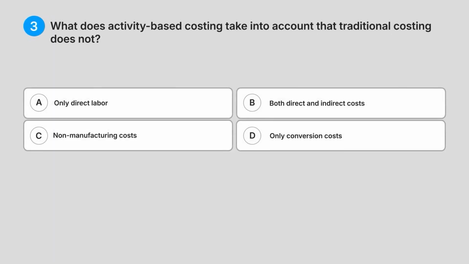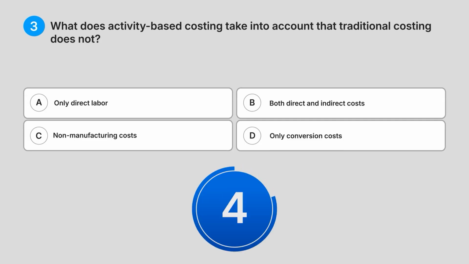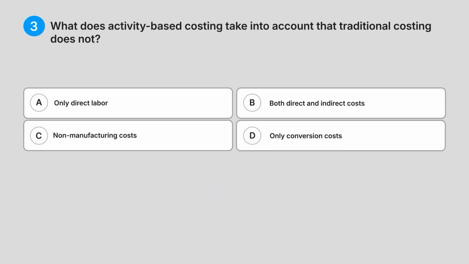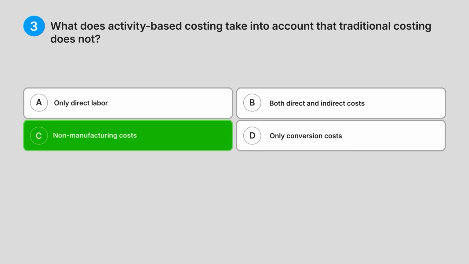3. What does activity-based costing take into account that traditional costing does not? A. Only direct labour. B. Both direct and indirect costs. C. Non-manufacturing costs. D. Only conversion costs. What do you think is the answer? Correct answer, C. Non-manufacturing costs.